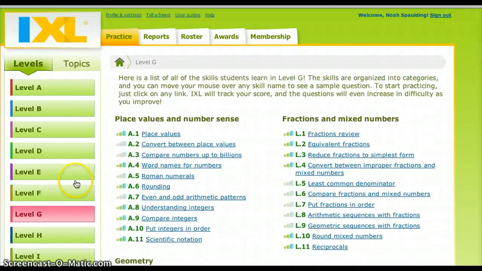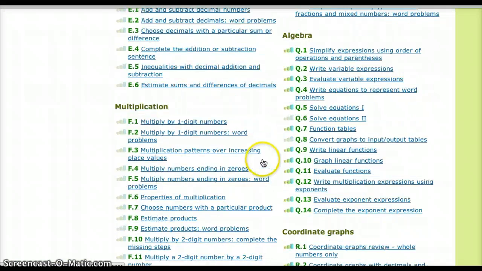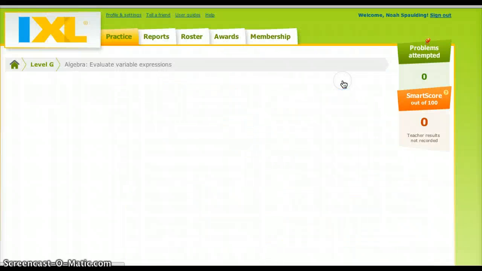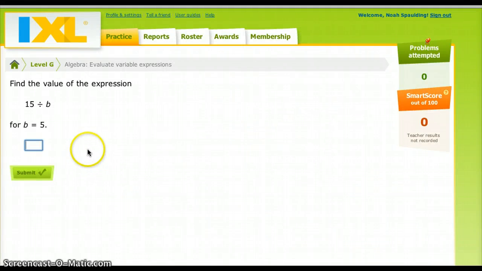And Q3 is what we're looking at. So go down to Q3. All right. Here, evaluate the expression. What we do here is we plug in. So 15 divided by B. B is 5. We plug in 5 into B. That's what it equals to. So that would be 15 divided by 5, which is 3.